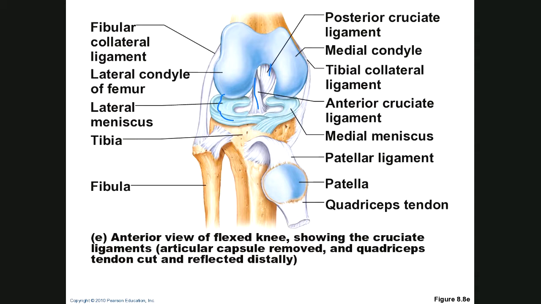Here's your condyles here, lateral and medial condyles of the femur. And you can see how this meniscus neatly covers up, gives a surface for these condyles to rest. Now we also can again see our fibular or lateral collateral ligament and our tibial or medial collateral ligament here.